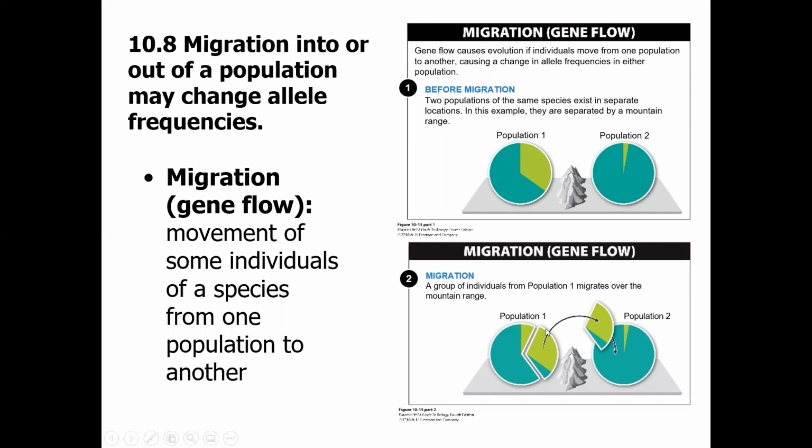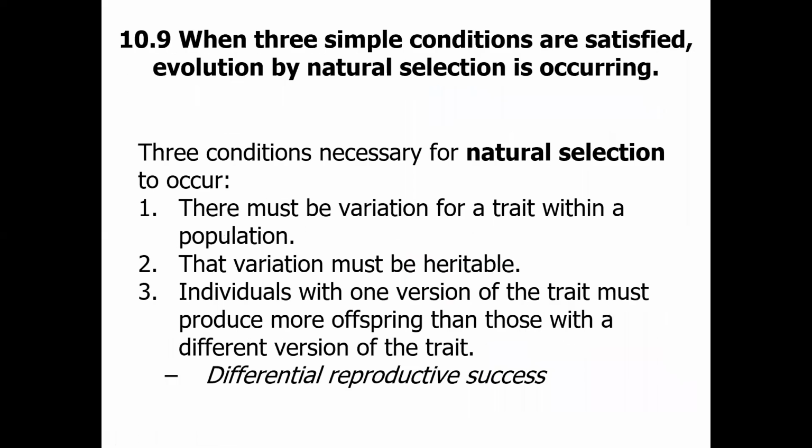We had individuals in population 1 carry their genetic information to population 2, and by being added to that population, we changed the genetic variability of that population. So that is our third mechanism for evolution, migration.